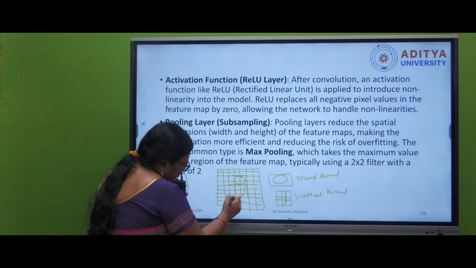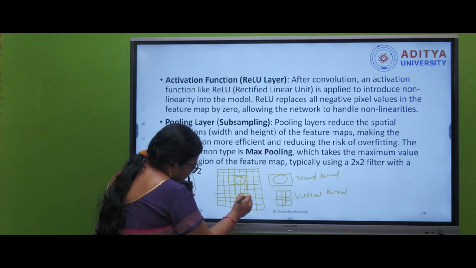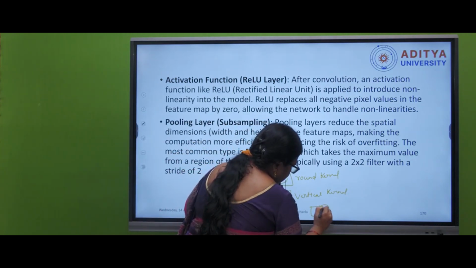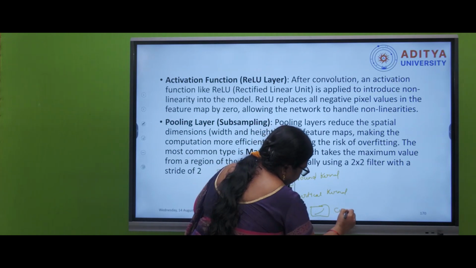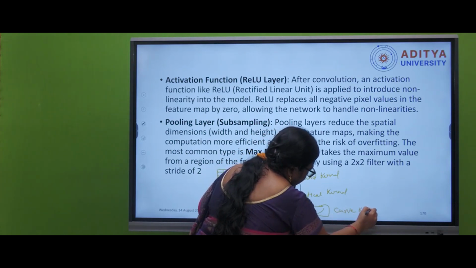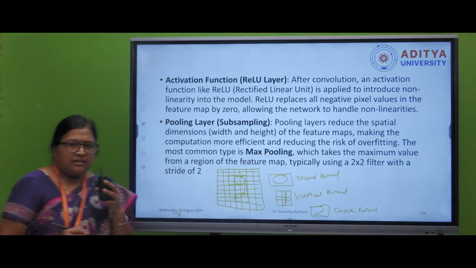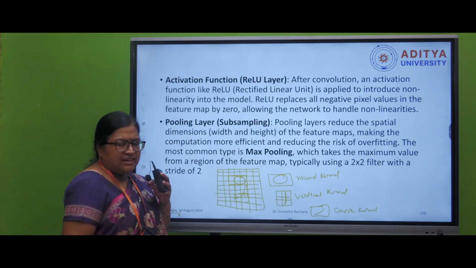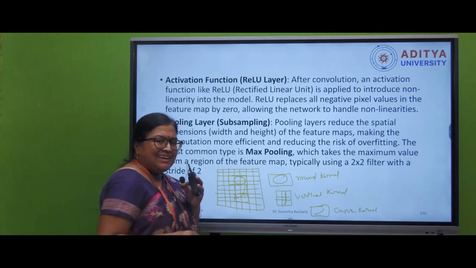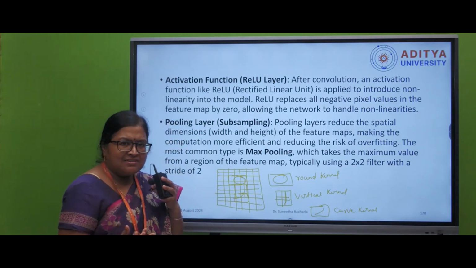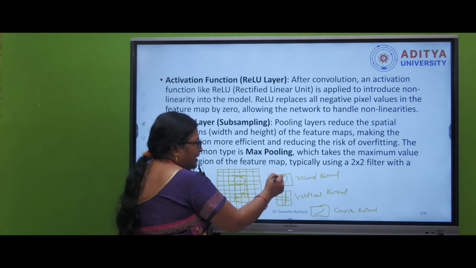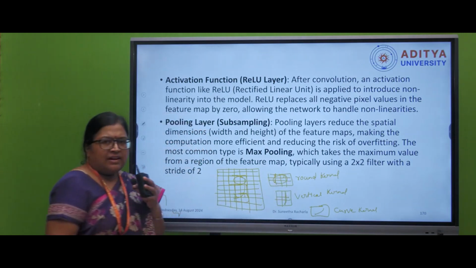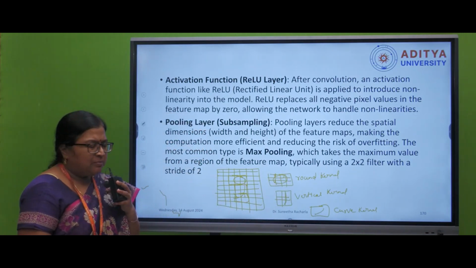And my third filter I am considering is some curve kernel. So these are the filters or kernels I have considered, three of them. These kernels can be a matrix of any size. Here I have considered a 2 by 2 matrix, but you can consider 2 by 2 or 3 by 3, any size depending on the application.